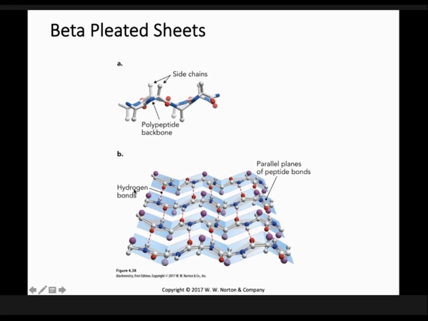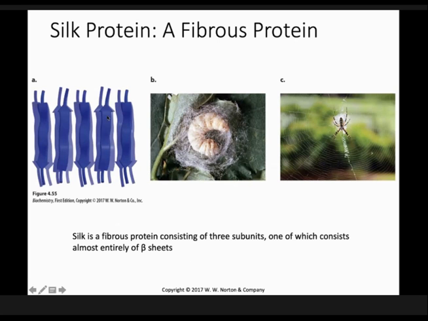This is just how they interact, and then it looks like a sheet, right? Like from the bed, a piece of sheet. That is a type of secondary structure. A protein that contains a lot of beta strands or beta sheets is silk. This, for example, is a protein that is very, very strong, and the conformation is beta sheets.